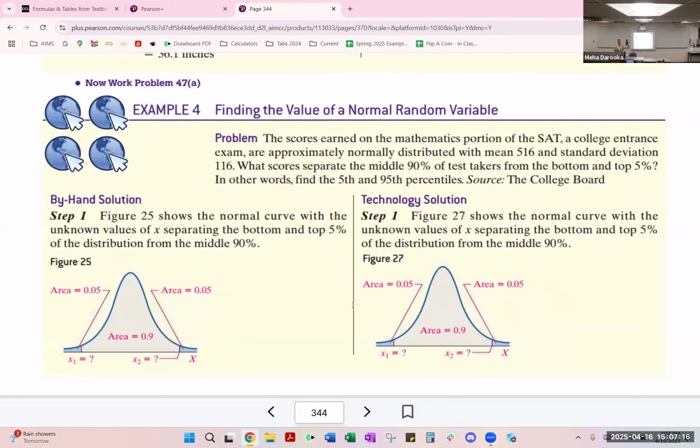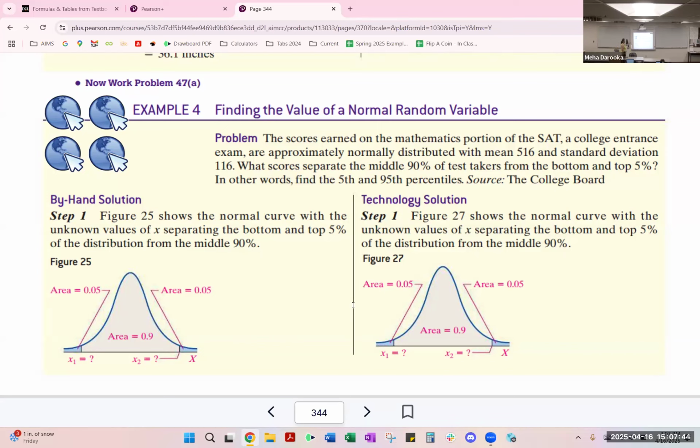Okay, let's do one more. So in this one, you can see the scores earned on the mathematics portion of the SAT, which is, as we know, a college entrance exam, are again approximately normally distributed, with a mean of 516 and a standard deviation of 116. What scores separate the middle 90% of test takers from the bottom and the top 5%?